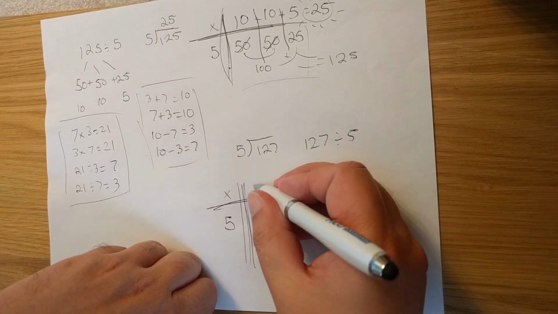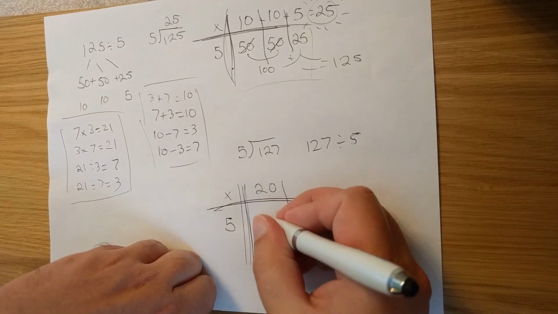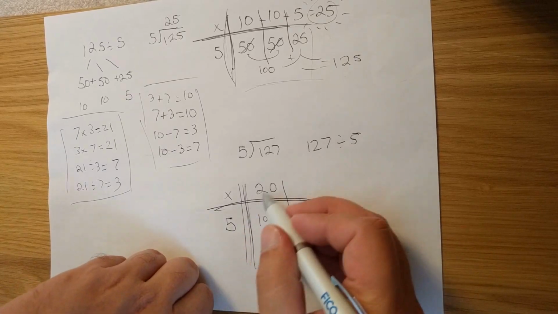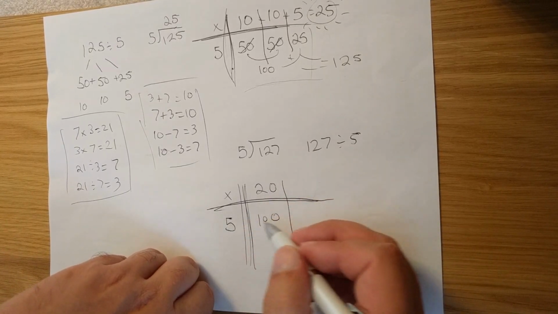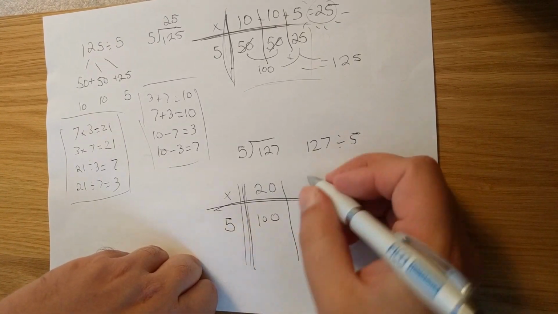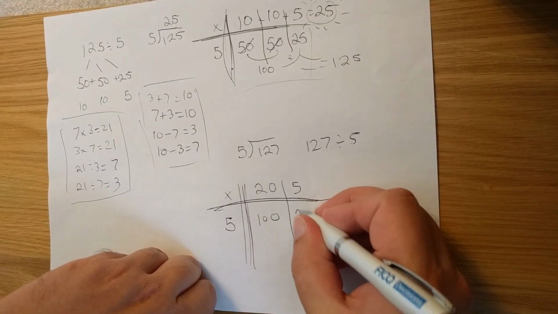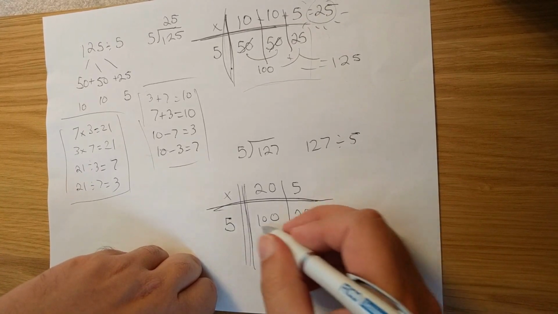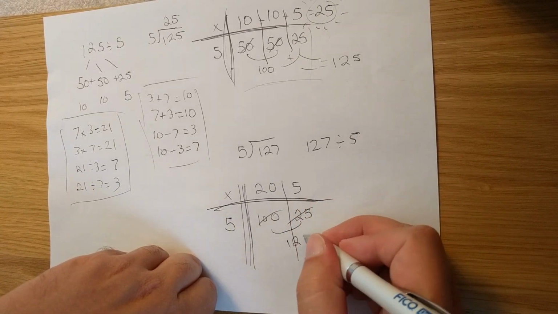Well, this time I'm going to go by 20, just to save a little time in the video here, because I know that 25s, or 20 nickels, gives me $1, so 5 times 20 is 100. Now I'm trying to get to 127. I'm not there yet. Let's add on 5. That'll get me to 25. And cross those out and build my 125.